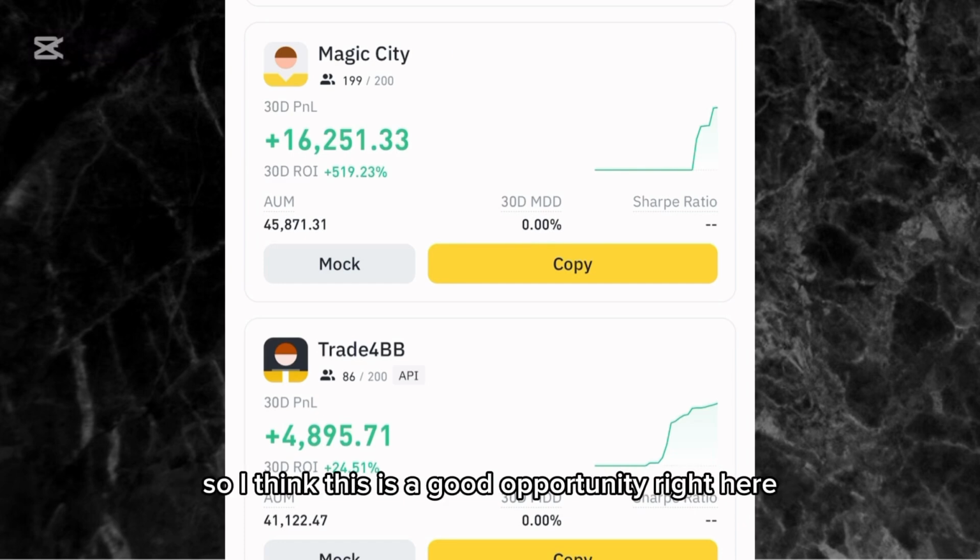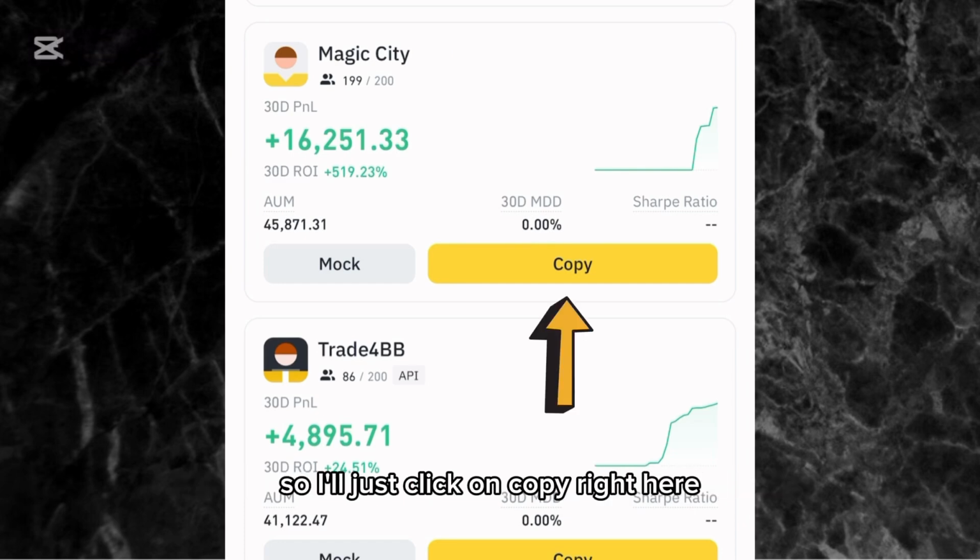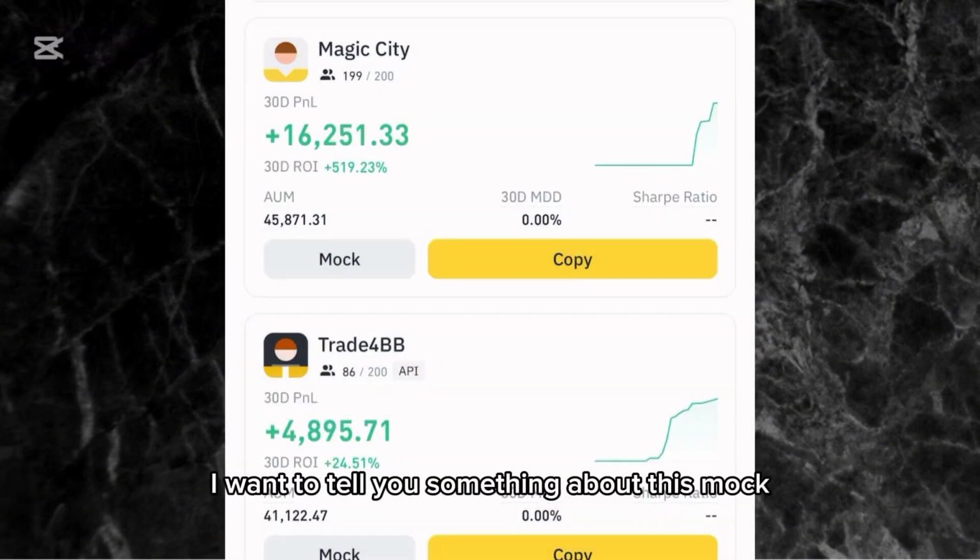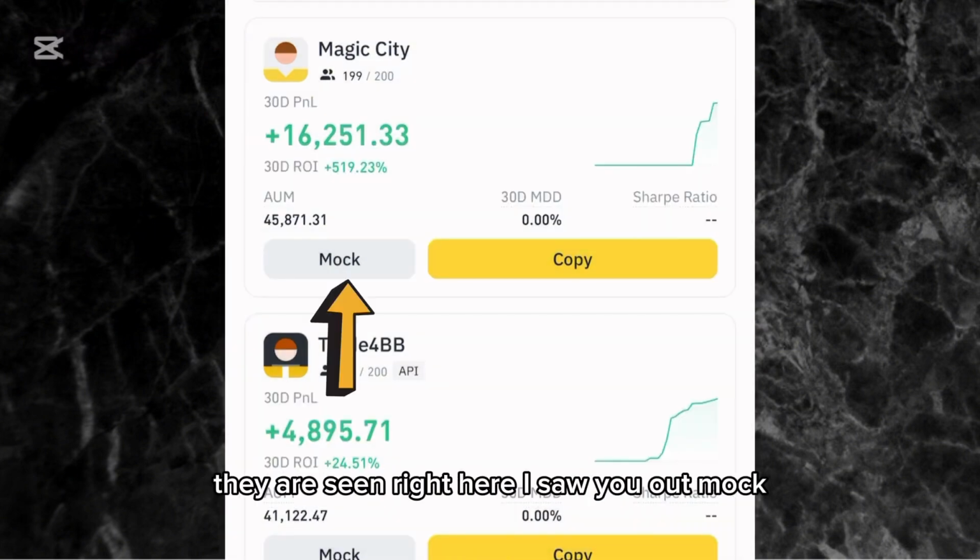So I think this is a good opportunity right here. So I'll just click on copy right here. But before I click on copy, I want to tell you something about this mock that you're seeing right here. I can show you how mock works. Mock also means demo or demo trading.